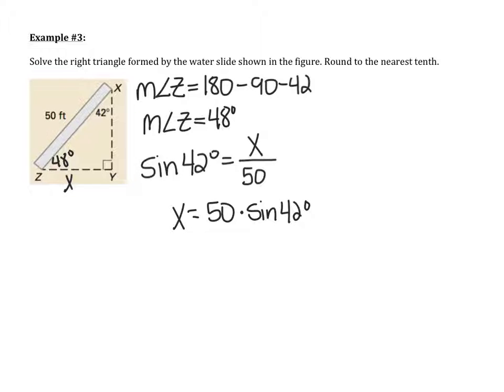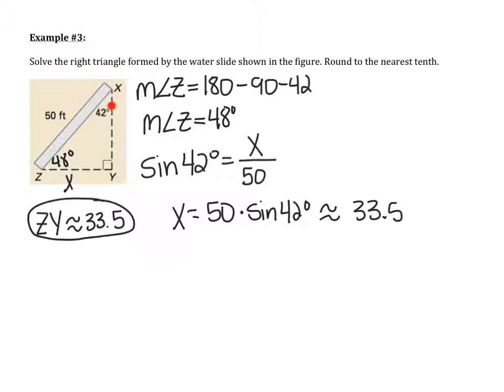It says round to the nearest tenth. Although this is my exact answer, the problem tells me to round to the nearest tenth. So typing that into my calculator, I get about 33.5. But remember, X was just representing ZY, so ZY is approximately 33.5.